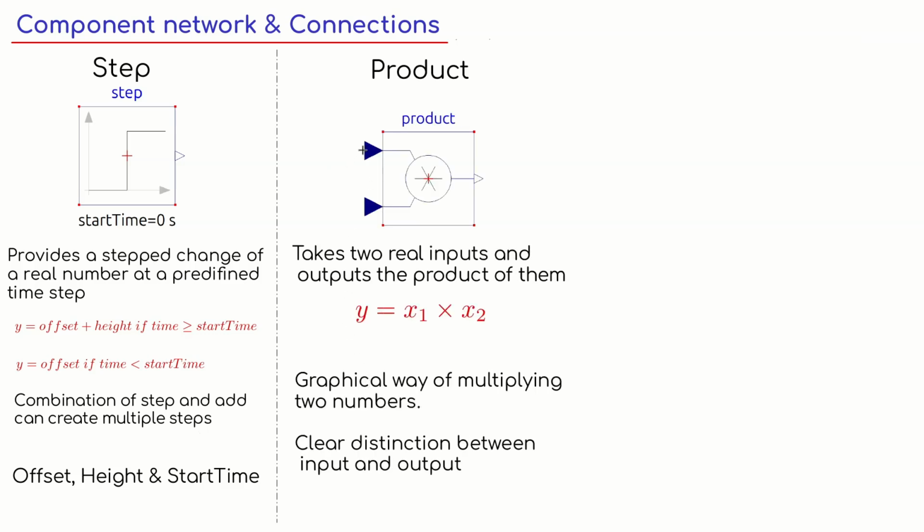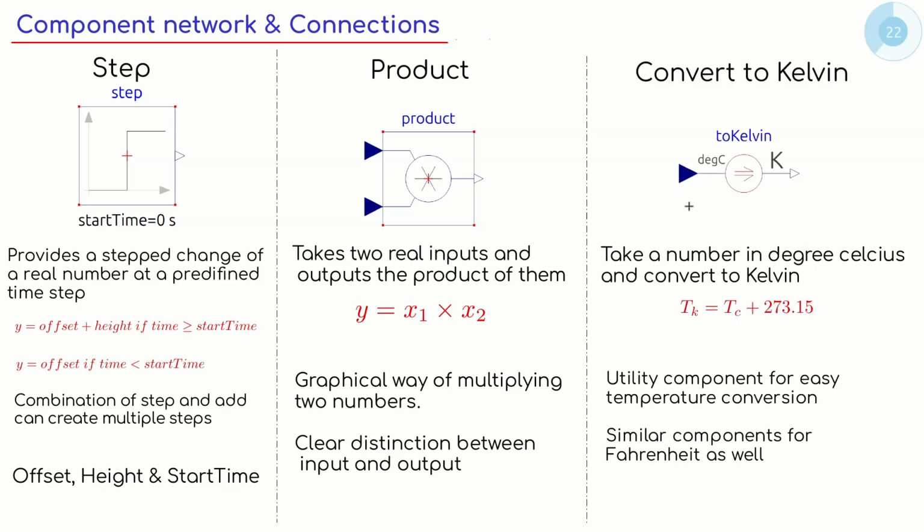Product is the simple mathematical multiplication. It takes two numbers as inputs and multiplies them and returns the output as a real number. So this can be used for performing mathematical preprocessing calculations. Last but not least, we have a function to convert degree Celsius to Kelvin. This performs a simple conversion using the constant 273.15 between degree Celsius and Kelvin, whereas it takes a real number in degree Celsius and converts to Kelvin. So this is convenient because it really conveys why we are adding this number.